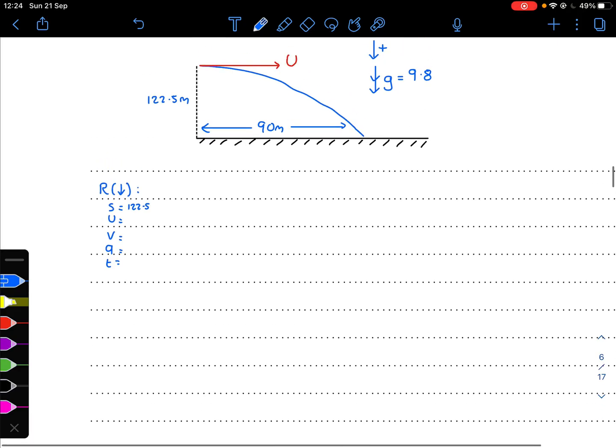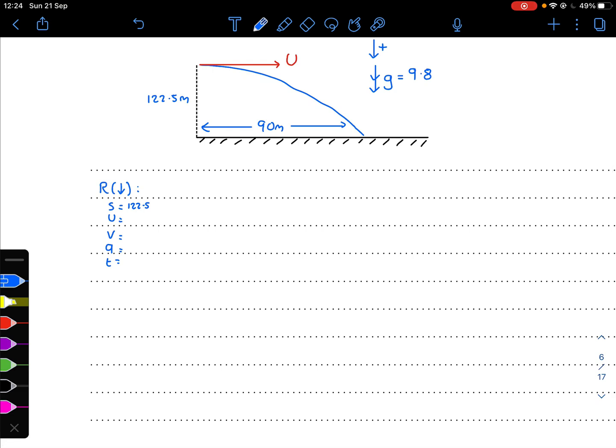So the displacement from the start is 122.5. The initial vertical velocity is 0 because it is not moving vertically at this point. Only from there onwards is there any vertical movement. The acceleration we know is positive 9.8. Time is what I'm looking for, so I'm not going to need this velocity. It's not useful. So I need the SUVAT equation that does not involve v, and that is s equals ut plus a half at squared.